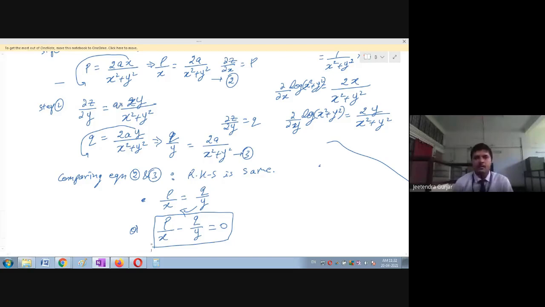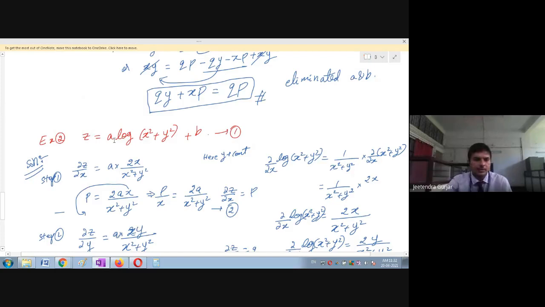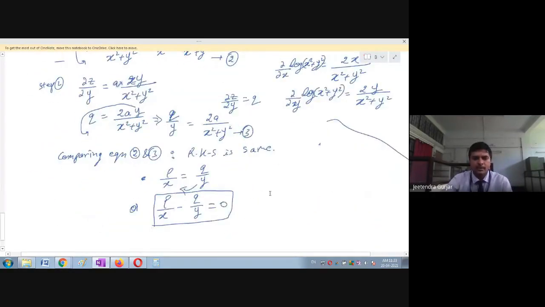Only a few things will change. Instead of z is equal to a log x square plus y square, they may put cube also. Instead of a here, they may put b, and plus a they may put here. Instead of plus they may put minus also. So you should be ready to simplify. Still, if you have any doubt, please ask me. Any doubt, students?